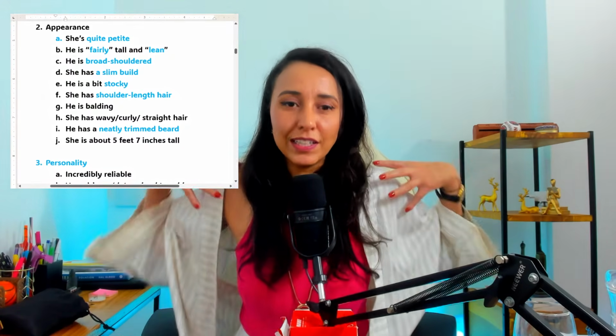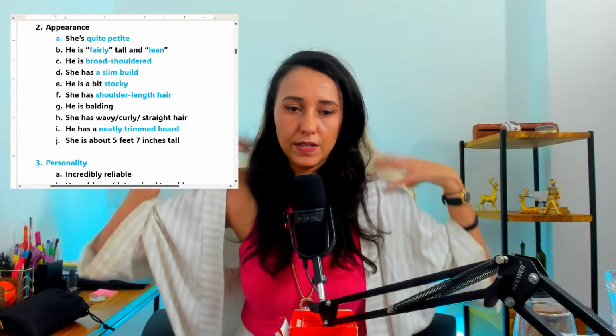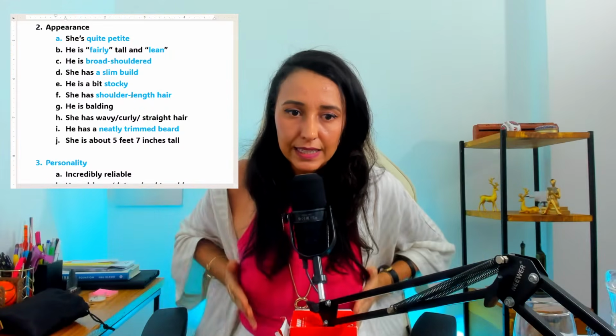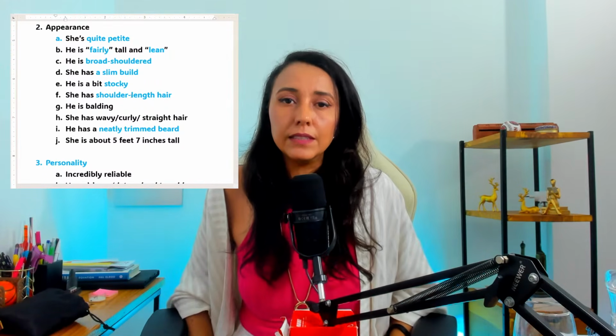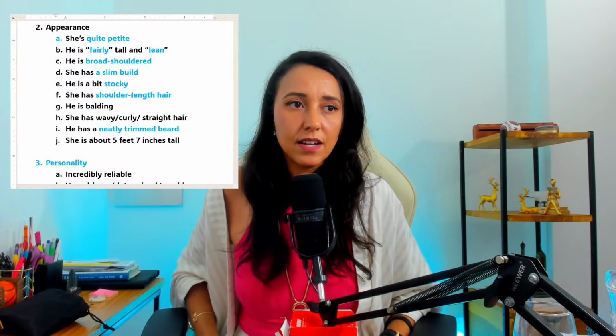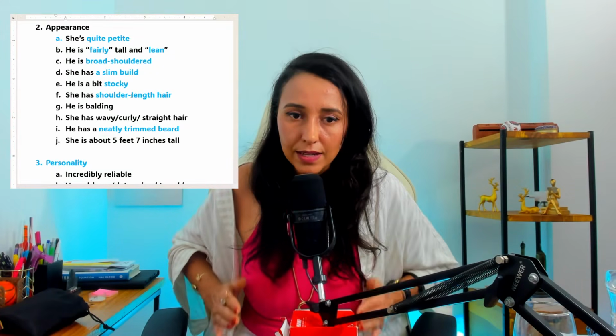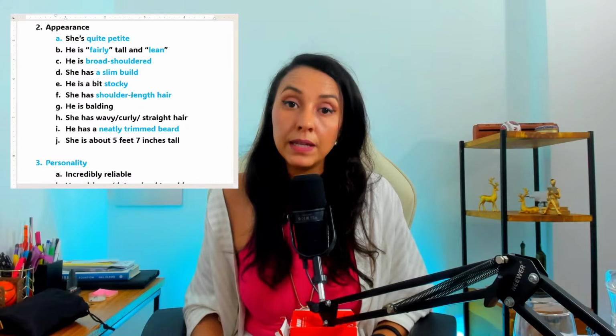He is broad-shouldered, okay? The shoulder, this part here, broad, it's large. She has a slim build. Not fat, not thin, okay? It's a little bit more than thin. It's nice, okay? It's a nice composition, a slim build.